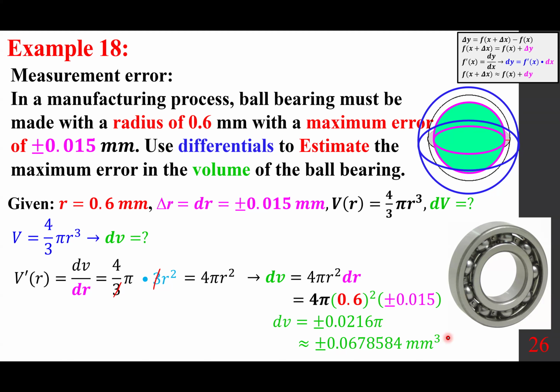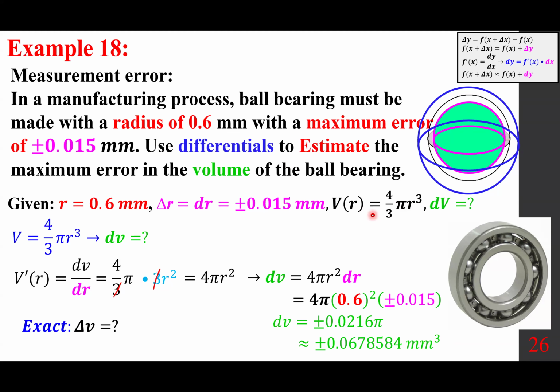You're done. However, can we come up with the exact? And yes, we can. That's delta V. So how do you calculate that? Well, you calculate the original volume. It's supposed to be with 0.6. You plug in 0.6 and calculate the volume.